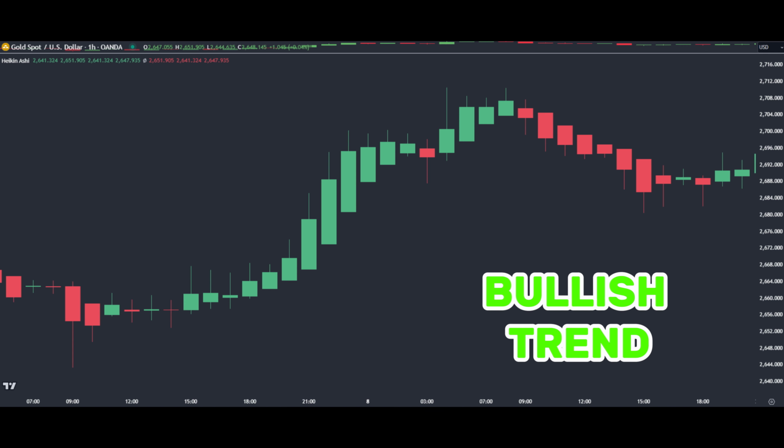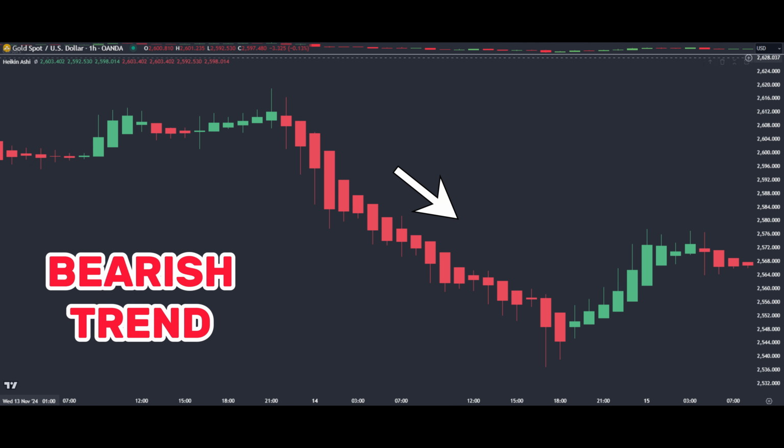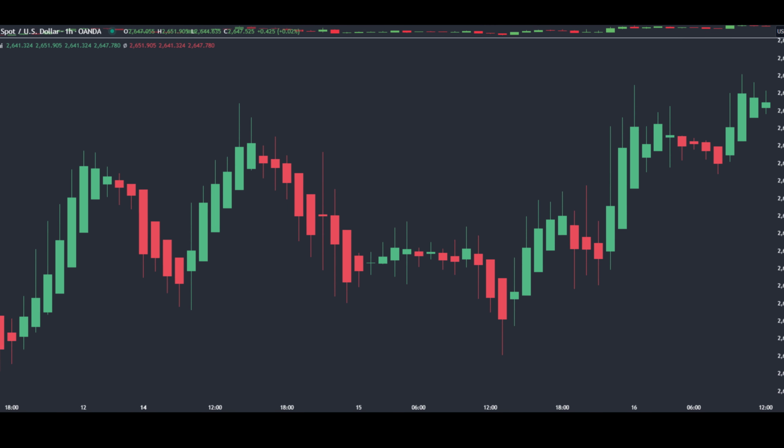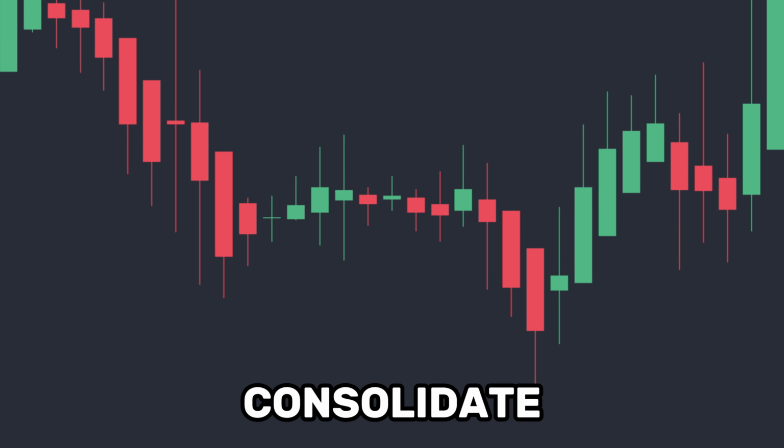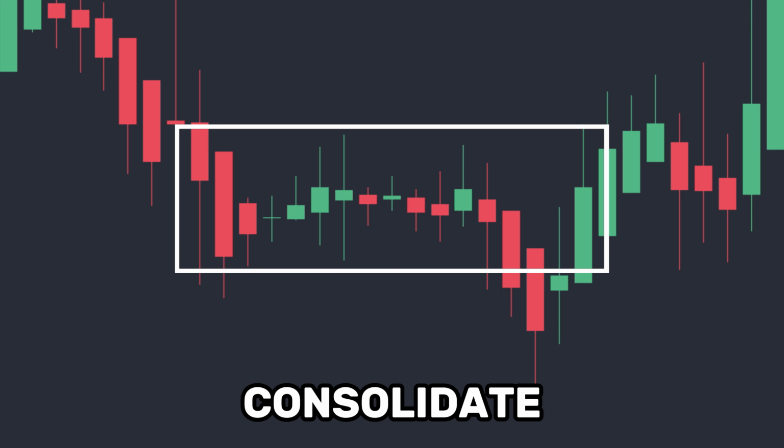This is a bullish trend. A bullish trend is indicated when the candles are mostly filled with no lower shadow or just a tiny one. This shows that buyers are in control, and the market is trending up. This is a bearish trend. A bearish trend is shown by mostly red candles with no upper shadow or a very small one. This indicates that sellers are in control, and the market is trending down. This is consolidation. If you see candles with both upper and lower shadows or small bodies, it might signal a consolidation phase where the market is undecided.